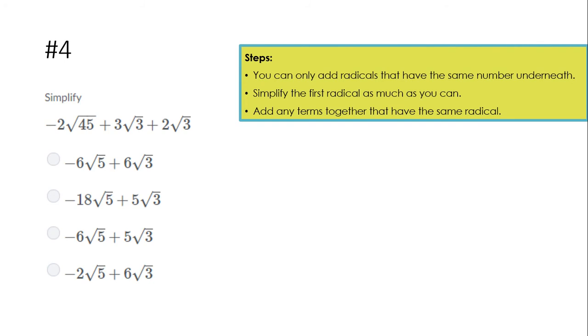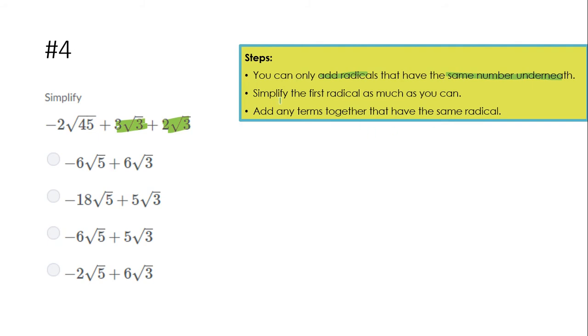Okay, so once you finish up number 3, you can join me with number 4. Here we want to simplify. It says you can only add radicals that have the same number underneath. So if I look underneath, I've got 45 and then I have 3 and 3. So these two are like terms, so we can go ahead and add those together.